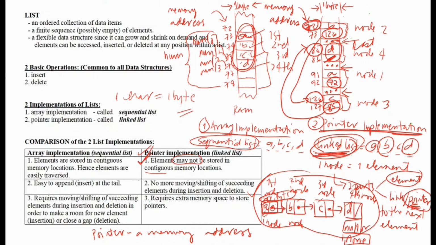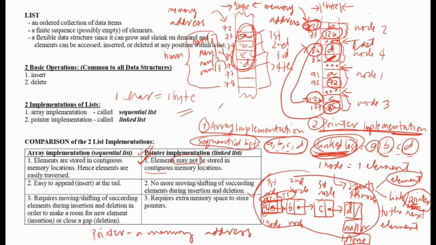Now let's take a look at the total bytes of memory allocation for the array implementation of this sequential list ABCD. How many bytes are allocated or consumed or used by the sequential list ABCD?